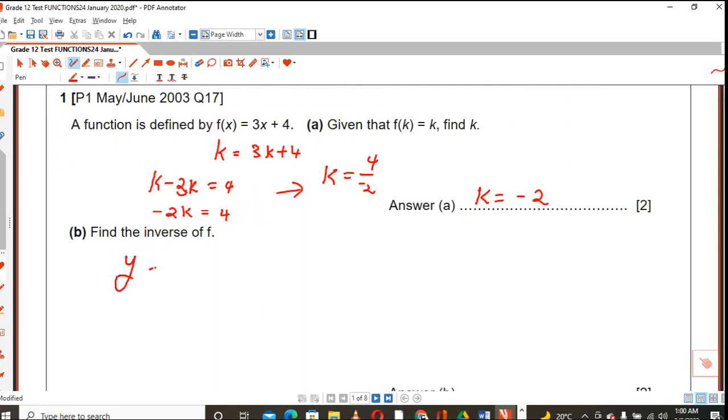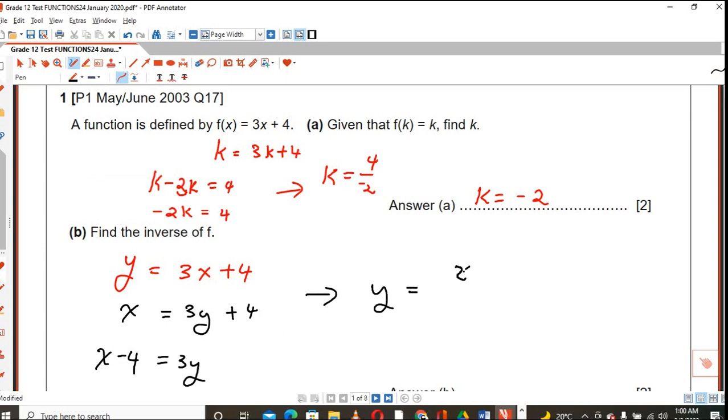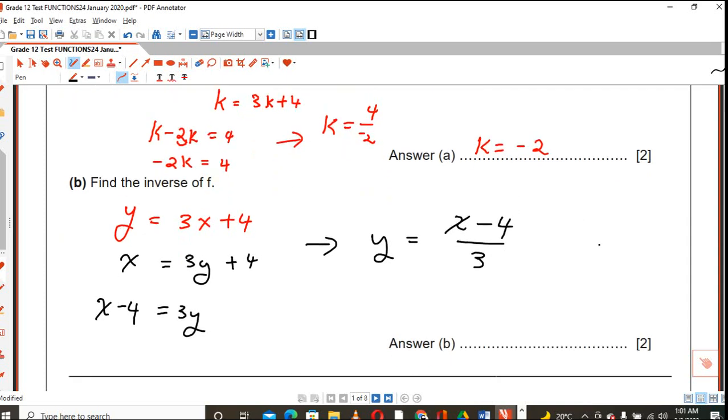So remember, you can replace that whole thing with y equals 3x plus 4, and then you can swap these letters around and make y the subject of the formula. When you do that, you're going to get x minus 4 upon 3. Because we're not looking for y, we're looking for the inverse, the inverse of f will be x minus 4 upon 3.